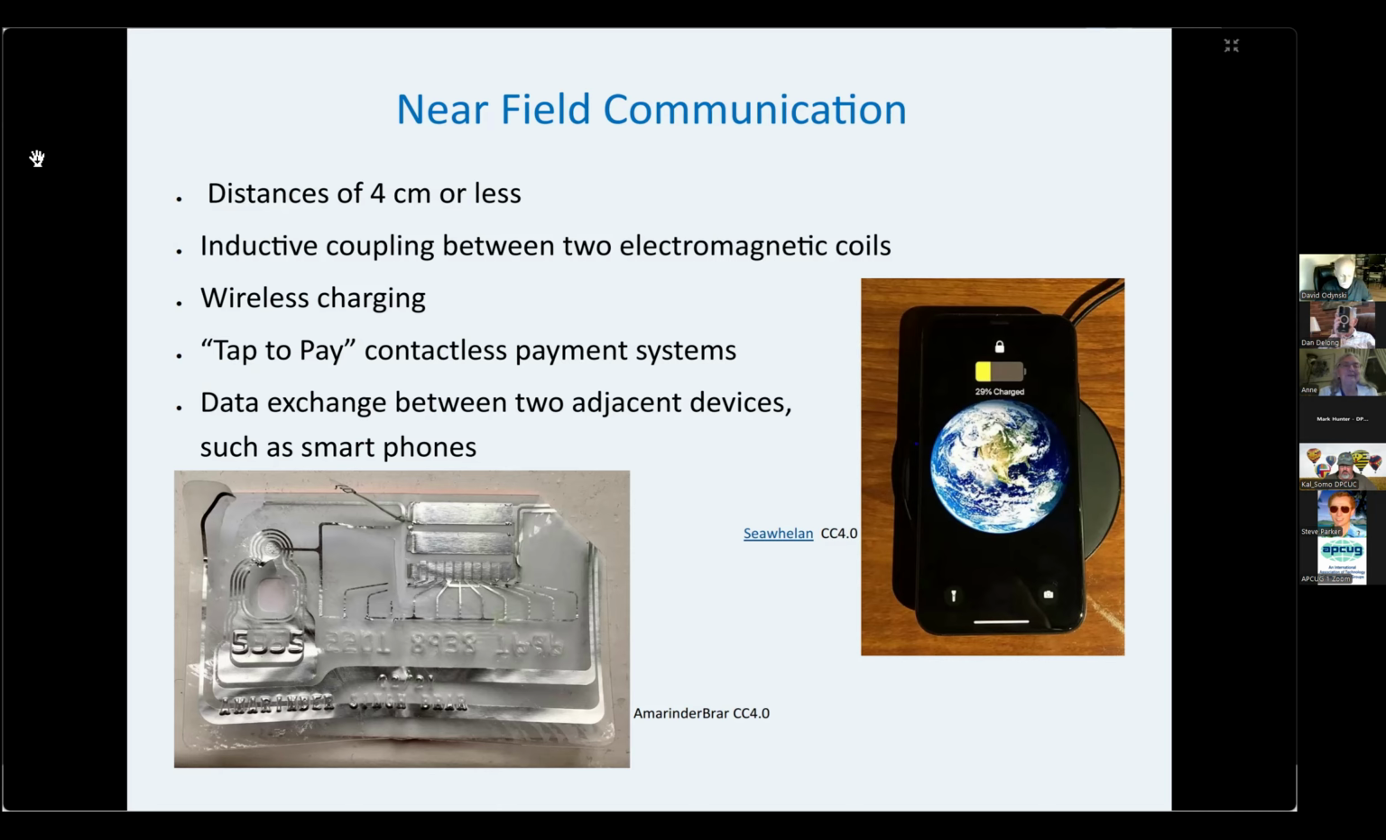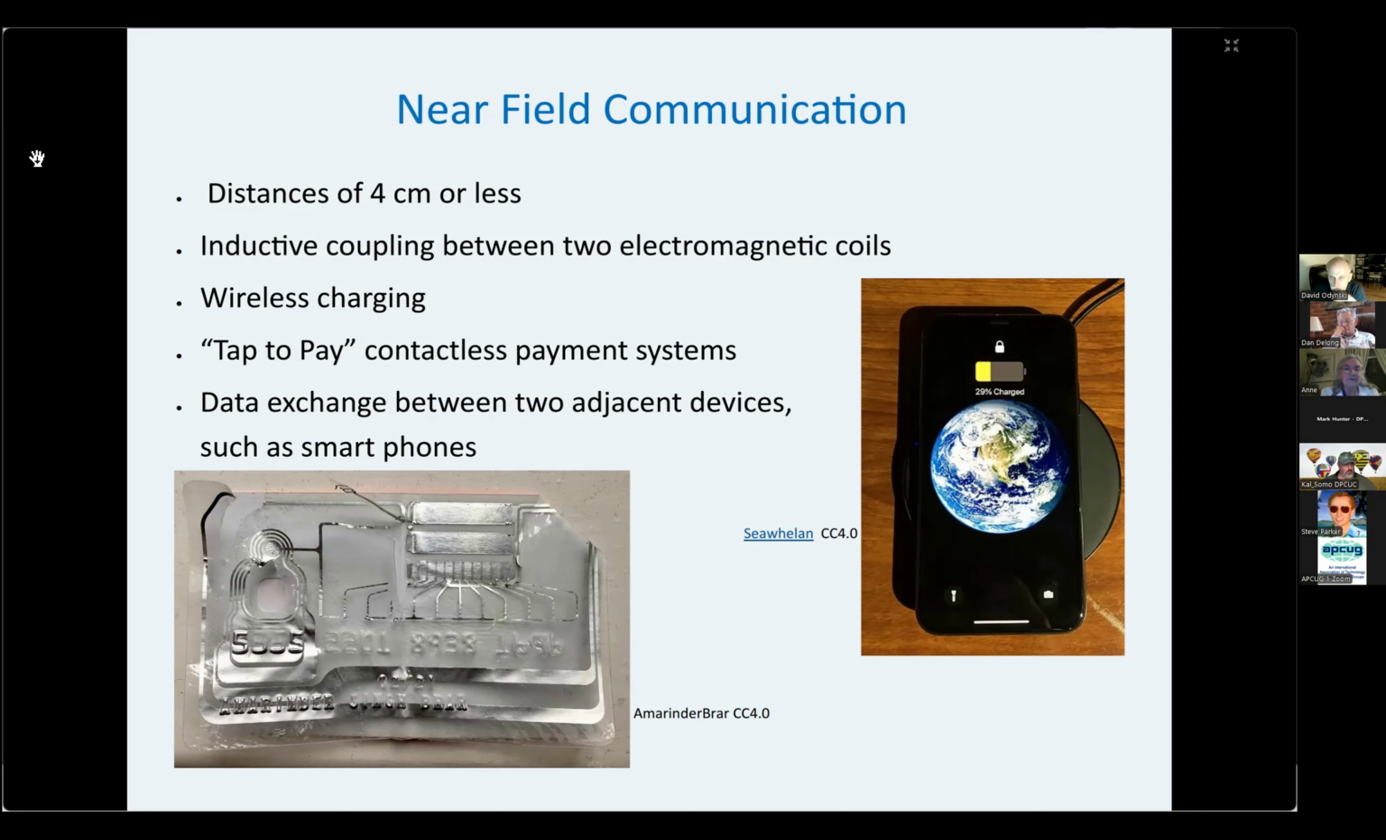Okay, so those tap to pay contactless payment systems, they work with near field communication, and you hold your phone up at the GO train, and it will take your money. So you can also exchange data between two adjacent devices like smartphones. I guess you have to enable that, but you can just send data directly between the two phones. Just put them close enough.